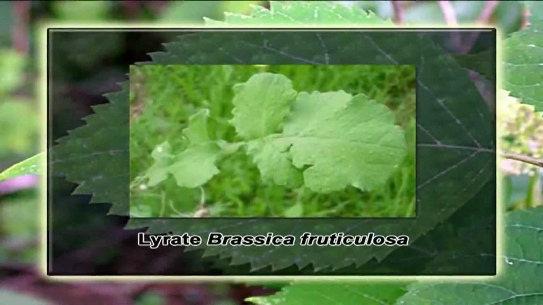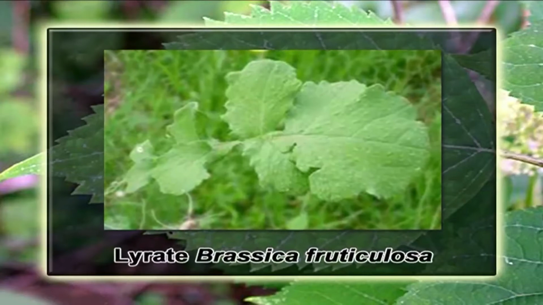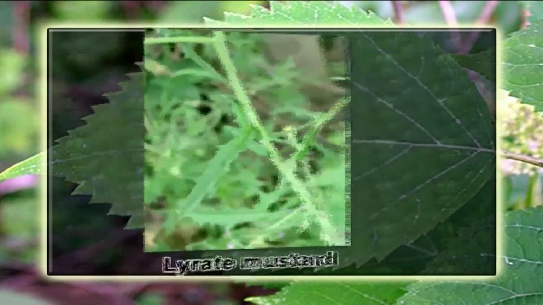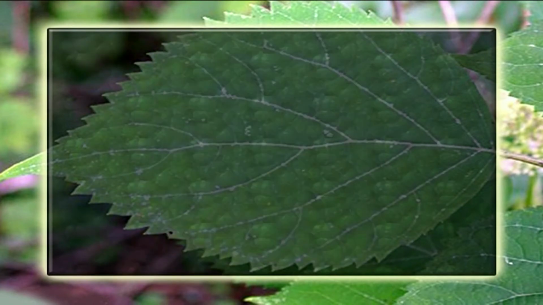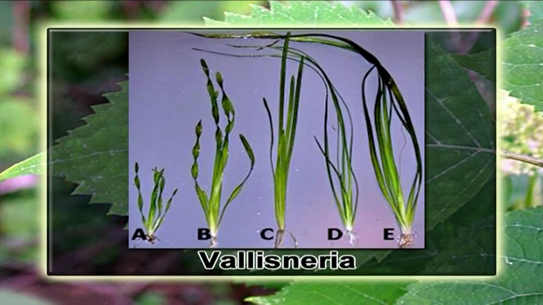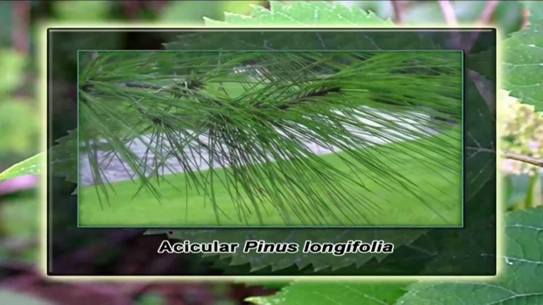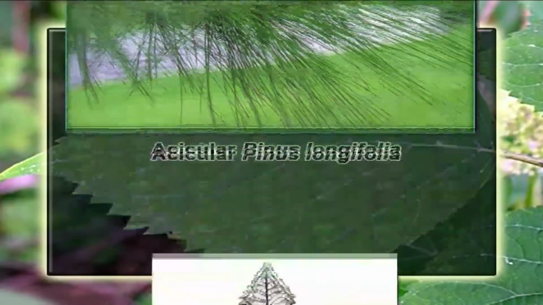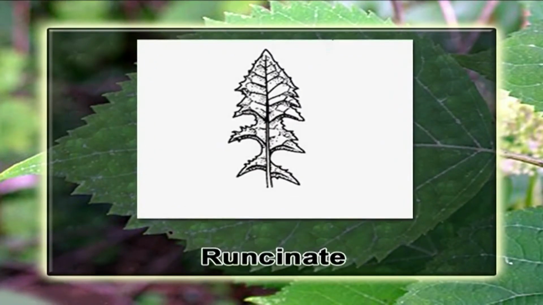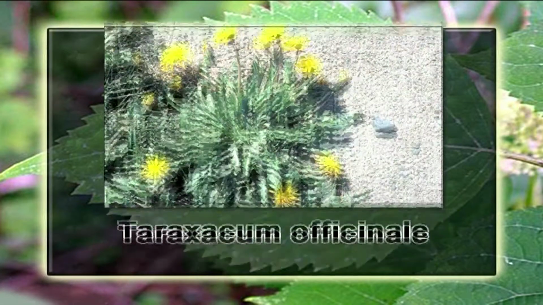Then lyrate, divided into a large terminal lobe and a few smaller lobes, which become gradually smaller towards the base. For example, in Brassica fruticulosa, or mustard, etc. Or lorate, that's strap shaped, for example, in Vallisneria species. Acicular, long, narrow and straight like a needle, for example, in Pinus longifolia. Runcinate, these are coarsely serrate to sharply incised with the teeth pointing towards the base, for example, Taraxacum officinale.